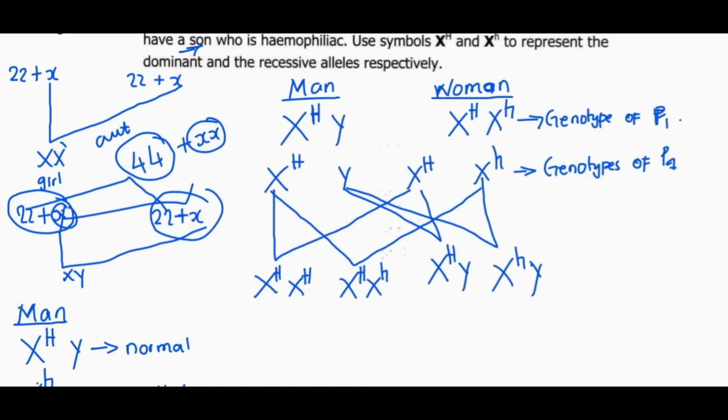That's why if a man is okay and a woman is a carrier, the chance of having a child who is sick is just for a son. They cannot have a daughter who is hemophilic. According to this, that is impossible. So say genotype of F1. So this is what I can share with you for this question.